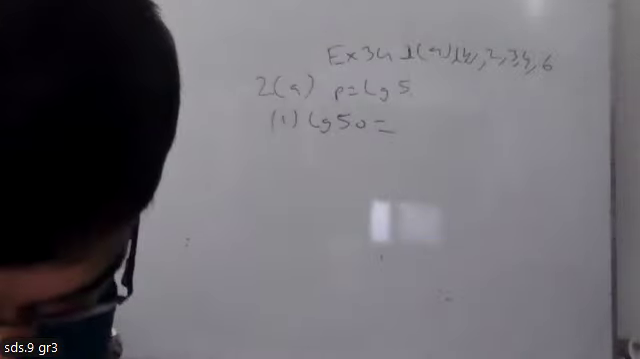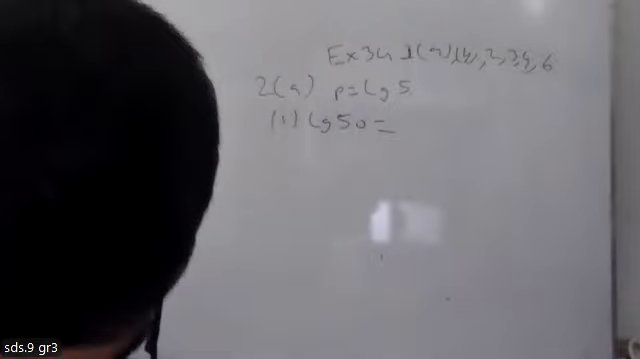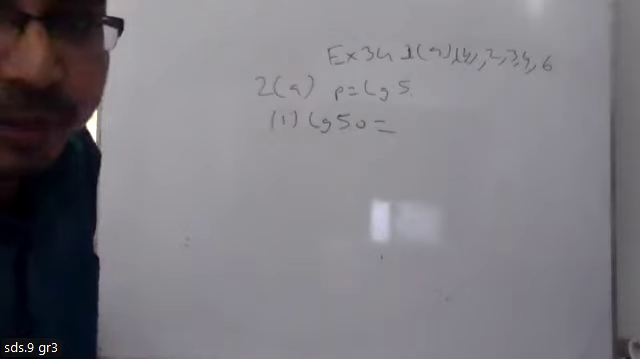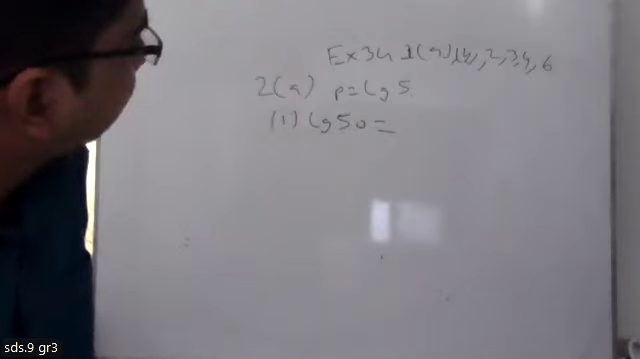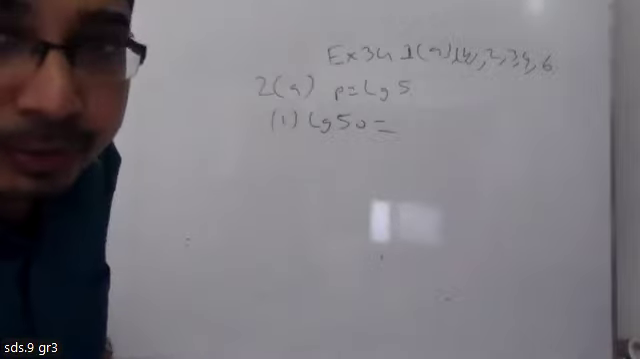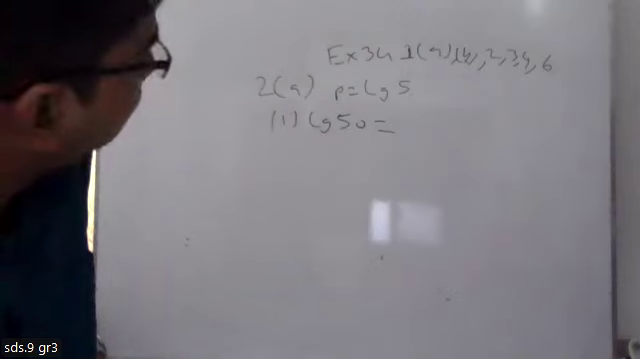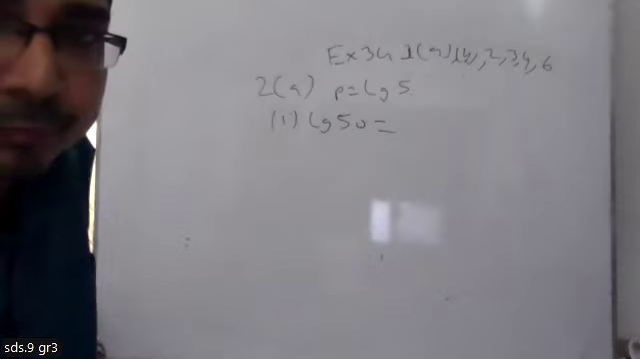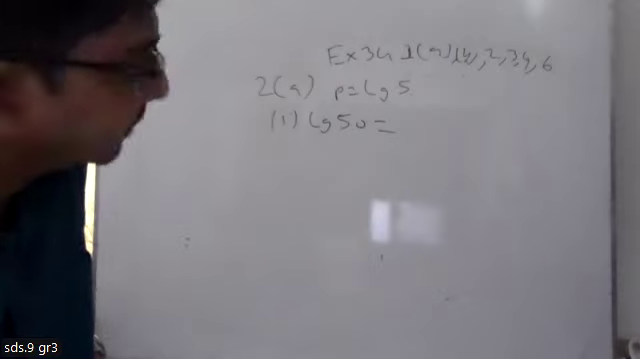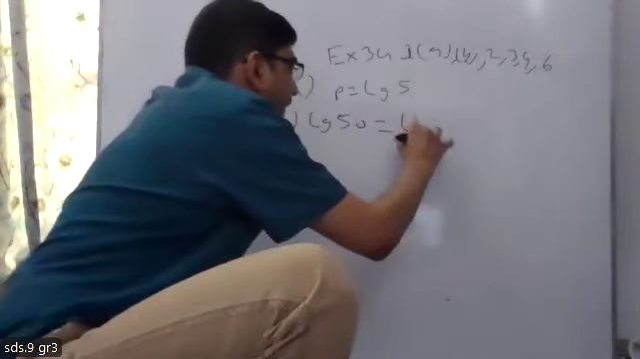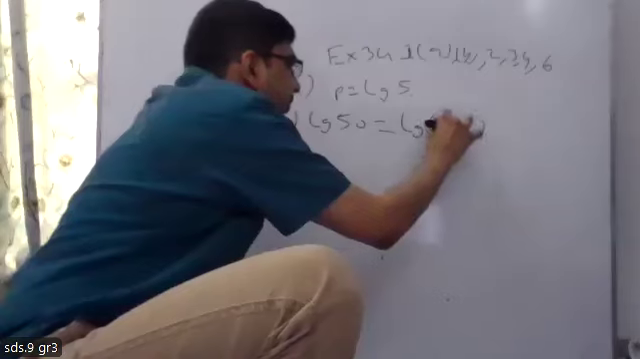So what to do over here? Now they have base change also. So log 50, how can I write this in terms of P, not that I will evaluate using the calculator? Any ideas? 5 into 10. Very good. So, log 5 into 10.